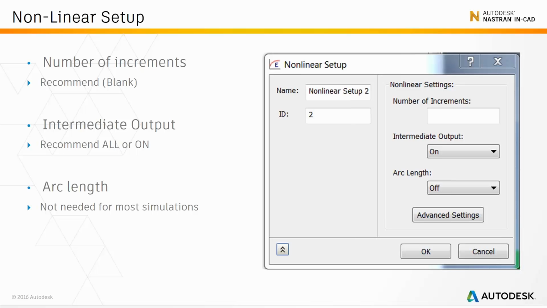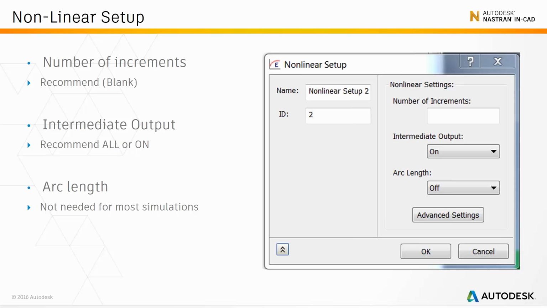Number of increments means the number of steps essentially that will be taken in solving the study. So we'll take the loads, and it'll apply a portion of the load based on the number of increments that you would like to run, and it will incrementally adjust that until the complete load is applied.